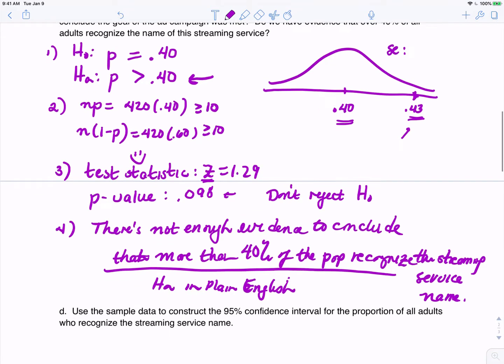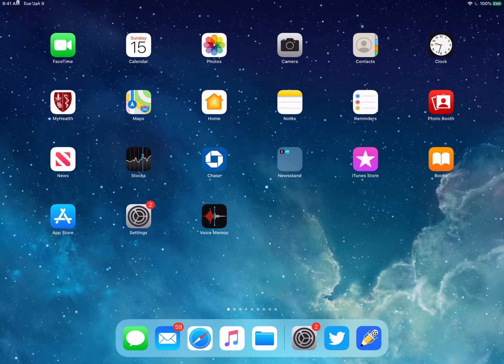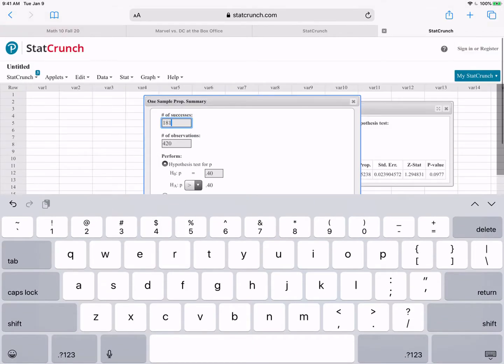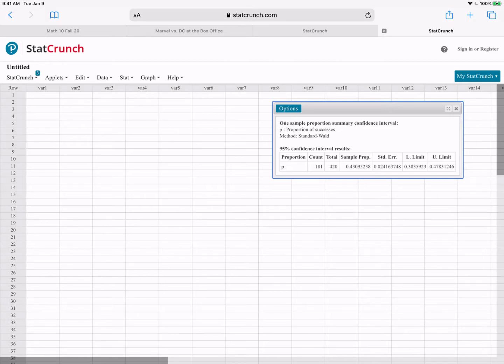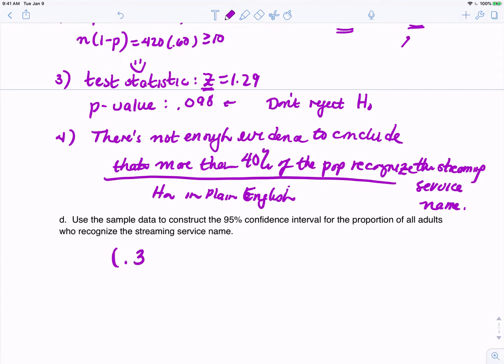Use the sample data to construct the 95% confidence interval for the proportion of all adults who recognize the streaming service name. So we'll just come back to StatCrunch. And this time we'll just edit this problem because now, instead of doing a hypothesis test, we'd like to do a confidence interval. So we'll check the confidence interval button. All right, so our lower limit is 0.384, and our upper limit is 0.478. So our confidence interval is 0.384 to 0.478.